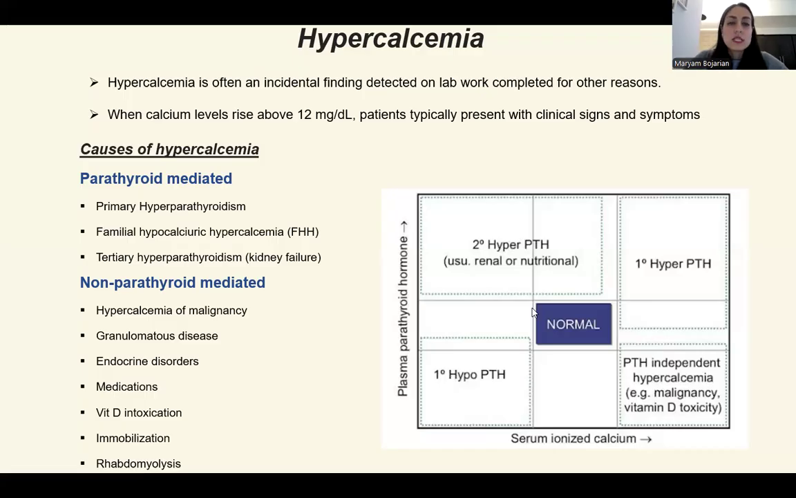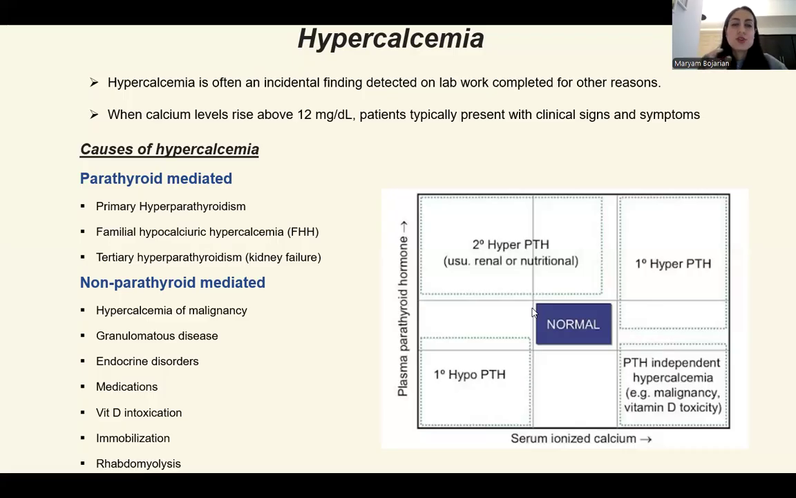And what does it mean, parathyroid mediated and non-parathyroid mediated? Basically, if your calcium level is high, PTH is supposed to be really low or suppressed. So if your calcium is high and your parathyroid hormone is suppressed or very low, we can say that your patient has non-parathyroid mediated hypercalcemia. But if your patient has a high calcium level and at the same time a high parathyroid level, or even a normal parathyroid level, we call it parathyroid mediated.